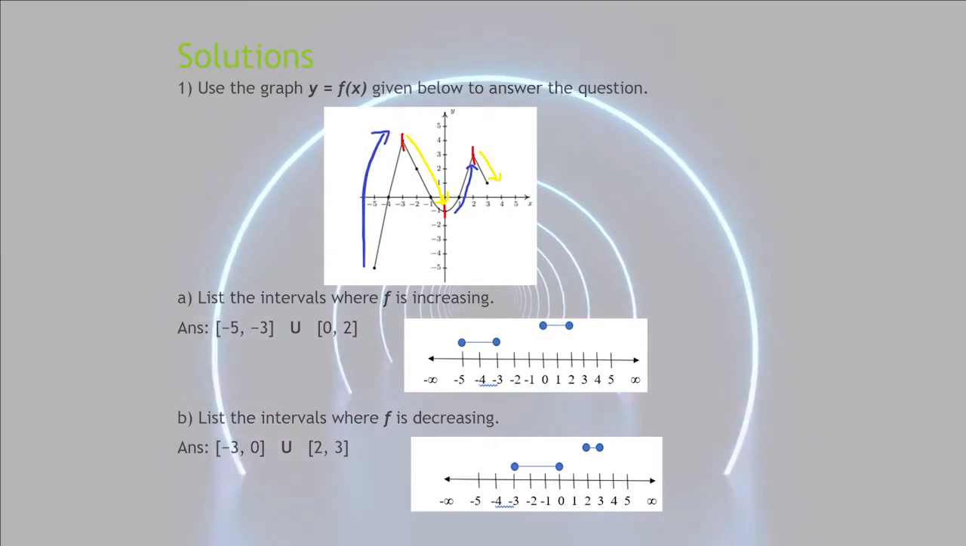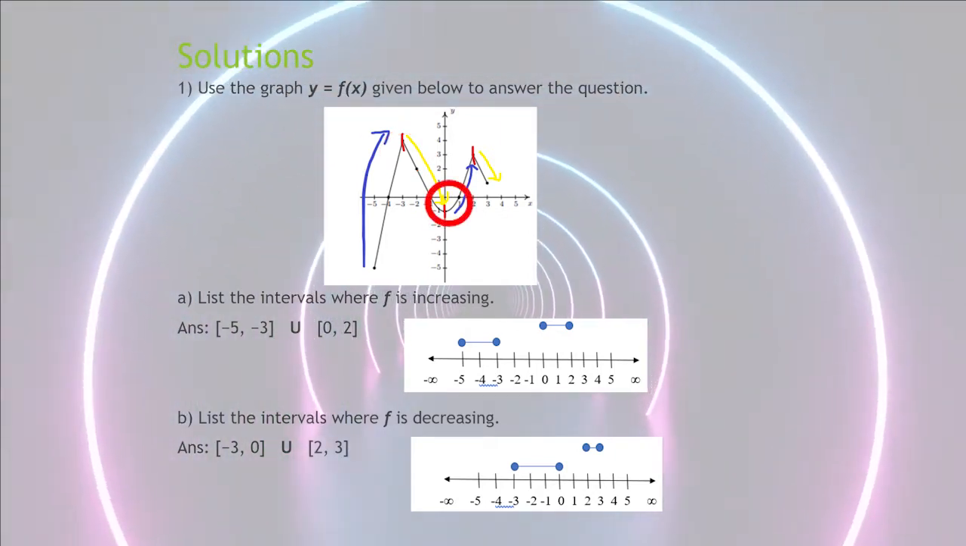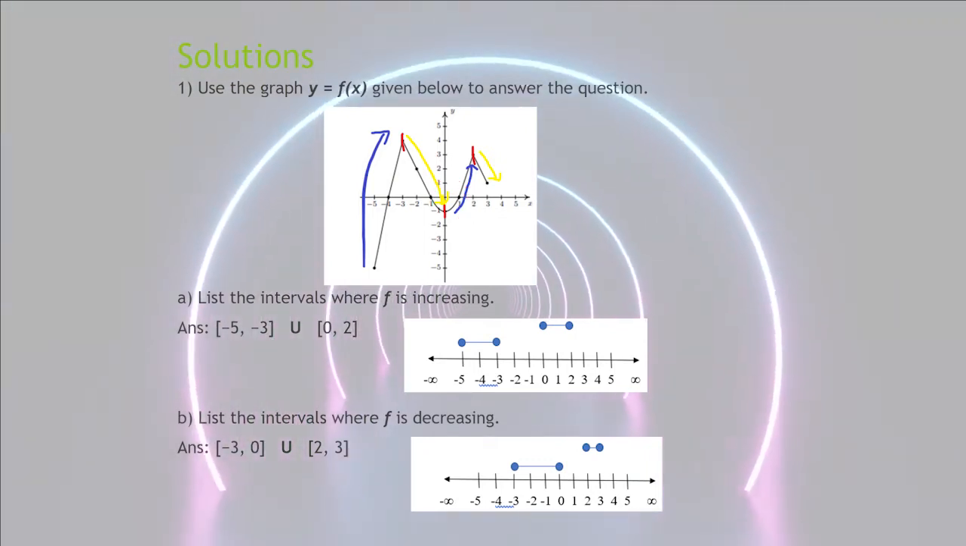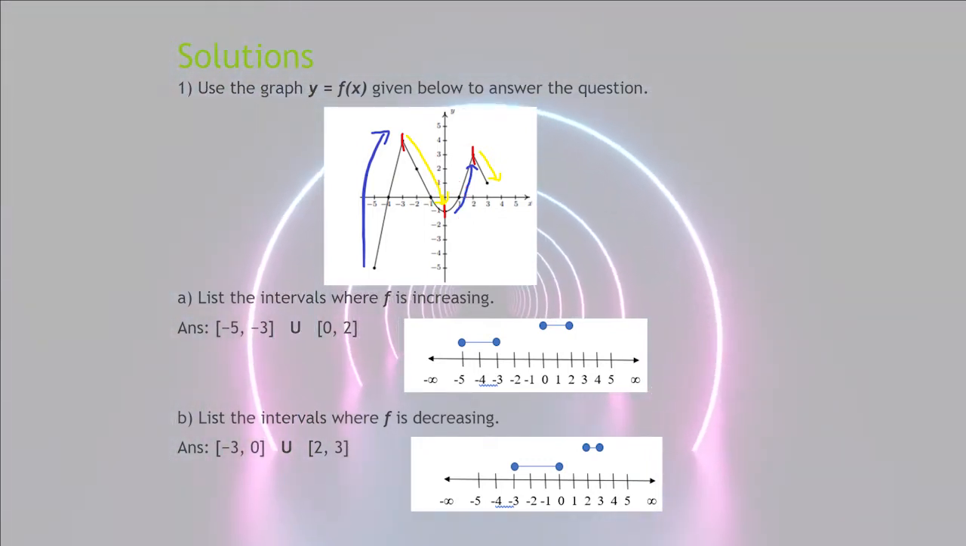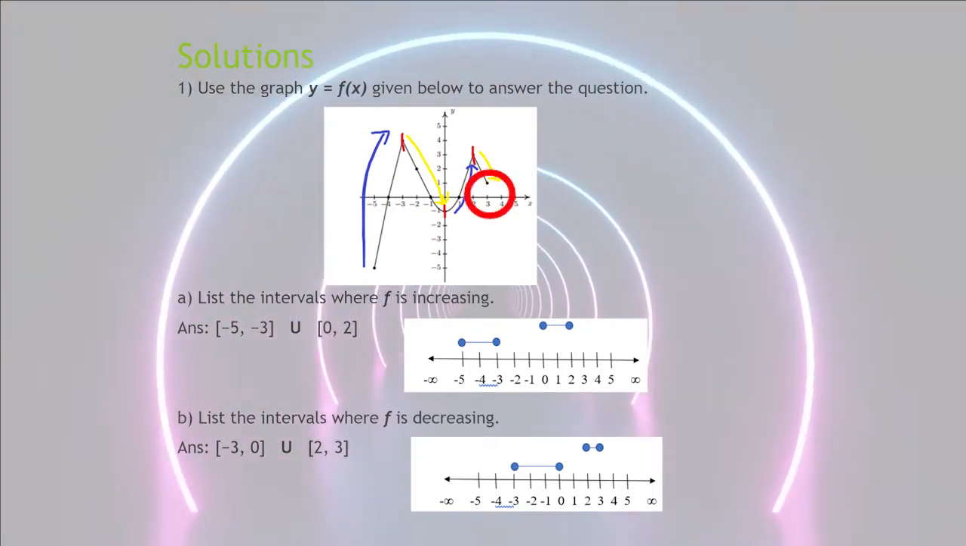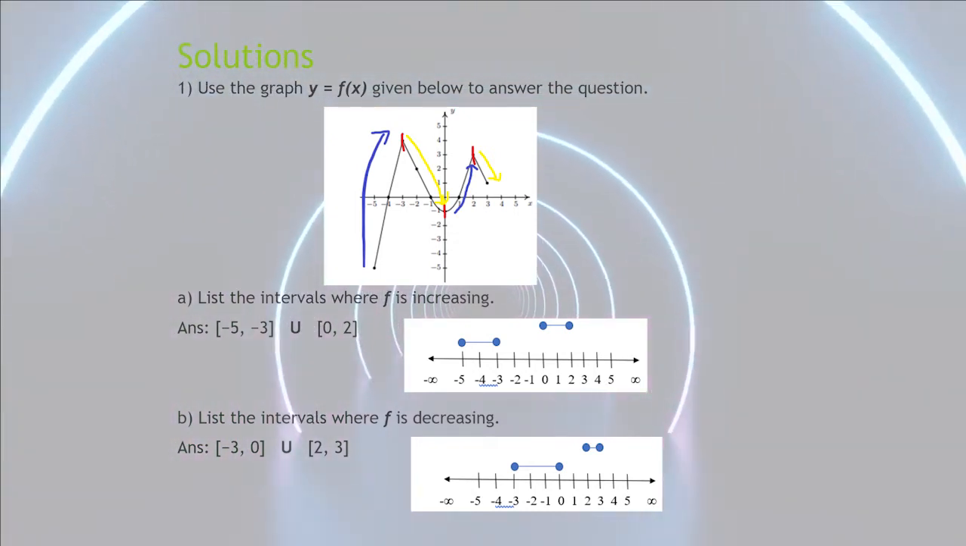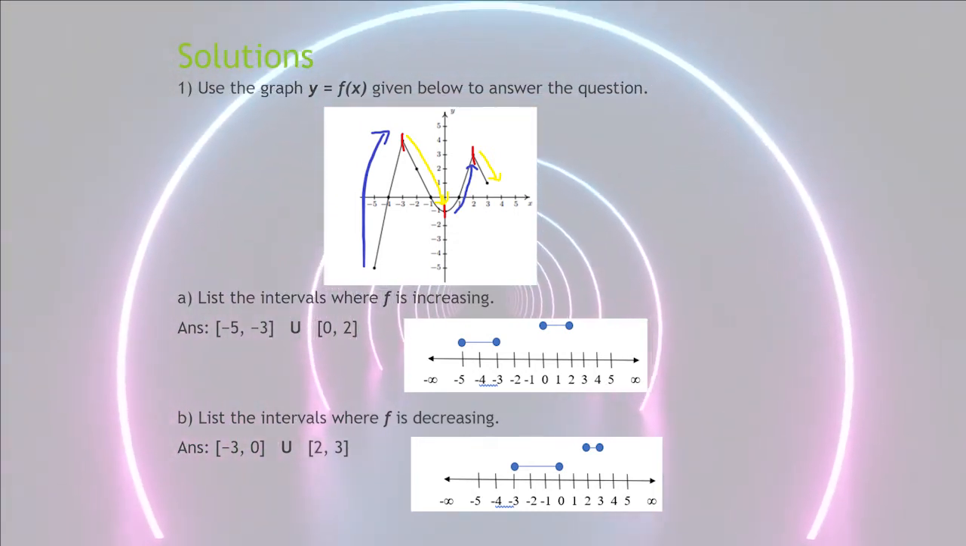And then it decreases from -3 to 0. Then it increases again from 0 to 2. Then it decreases again from 2 to 3. And we have also represented both the increasing and decreasing interval using the number line equation.